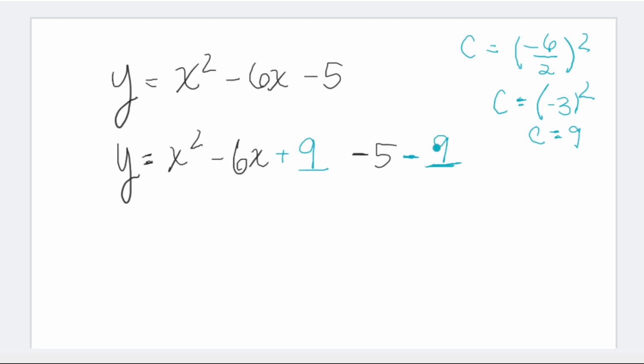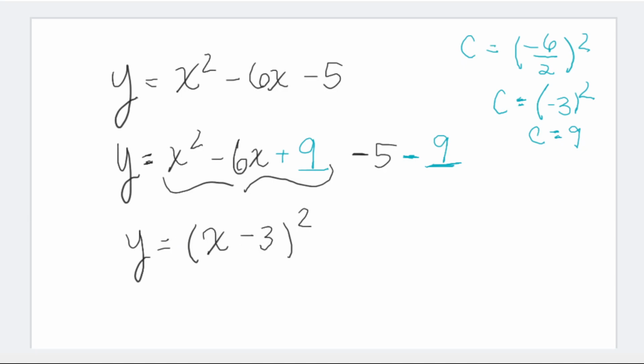So I'm adding 9 and I'm subtracting 9. All right? I haven't changed the weight of the equation. Adding and subtracting that same thing cancels each other out. But these first 3 terms will turn into a binomial squared. All right? And it's x and then whatever your b is divided by 2. So negative 6 divided by 2 is negative 3. If your b was positive, so if this said plus 6x, this would be a plus 3. Okay? It carries what I call the fall down sign.